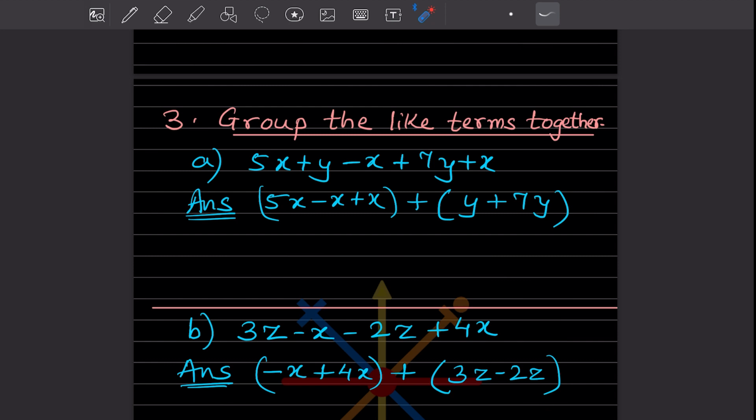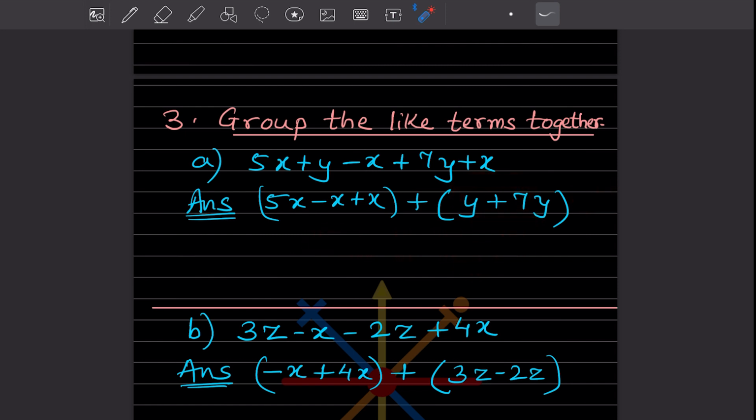If they tell us to solve further, this minus x plus x goes off. So what will remain here is 5x, and here plus, when you add this, there is 1 over here, 7, 1 plus 7, that is going to be 8y. But we don't want this answer, they just ask us for the grouping.